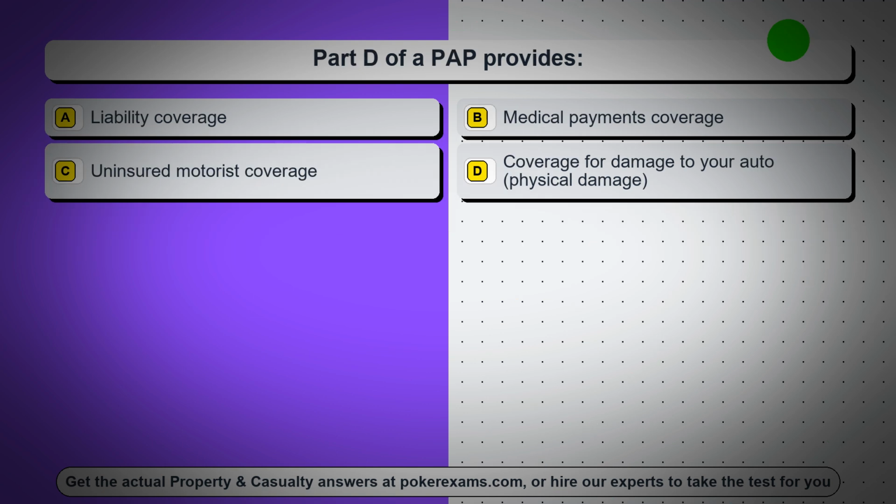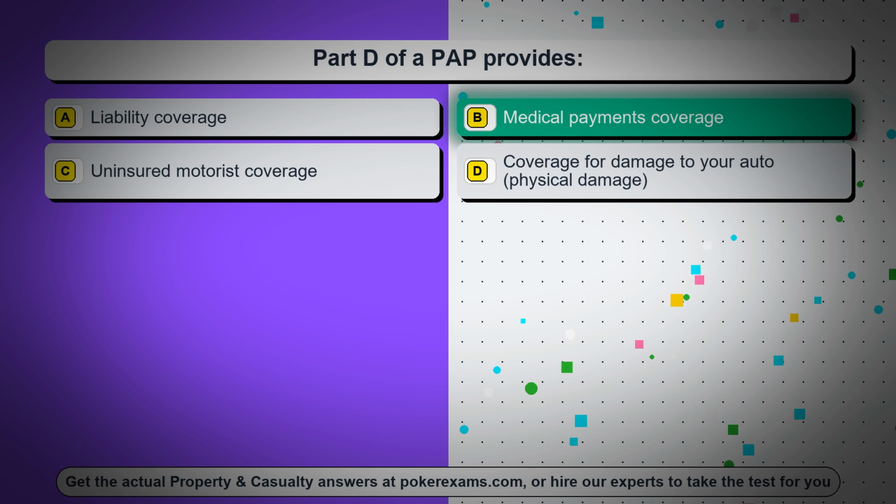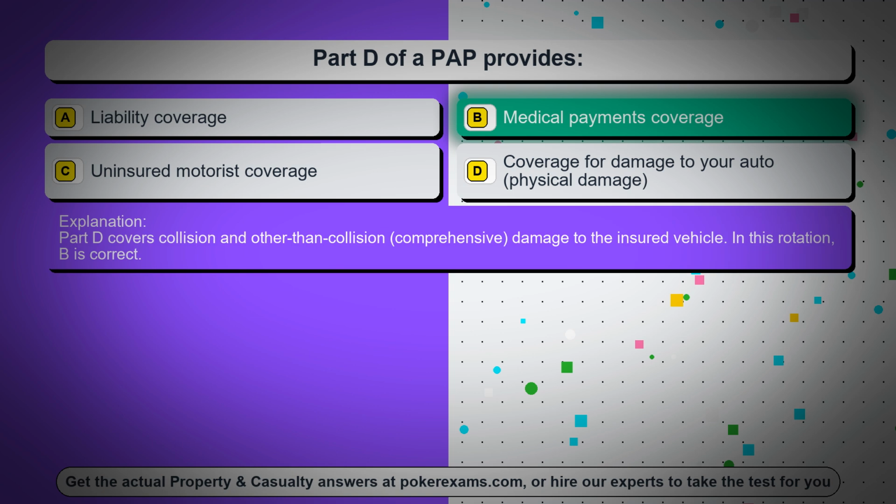Question 34. Part D of a PAP provides option A, liability coverage. Option B, medical payments coverage. Option C, uninsured motorist coverage. Option D, coverage for damage to your auto, physical damage. The correct answer is option B, medical payments coverage. Part D covers collision and other than collision, comprehensive, damage to the insured vehicle.